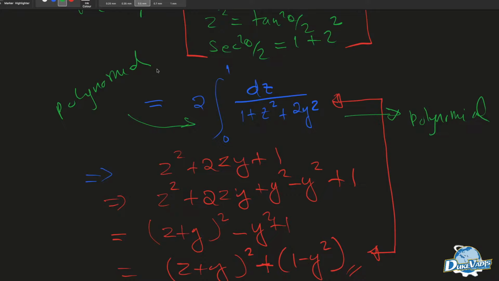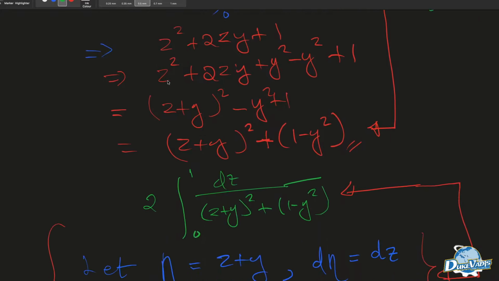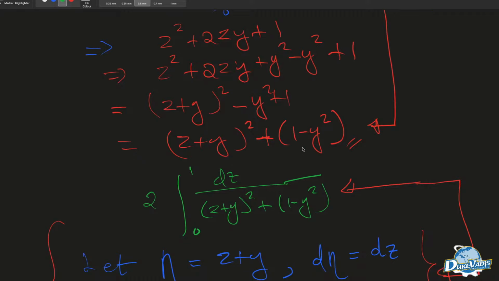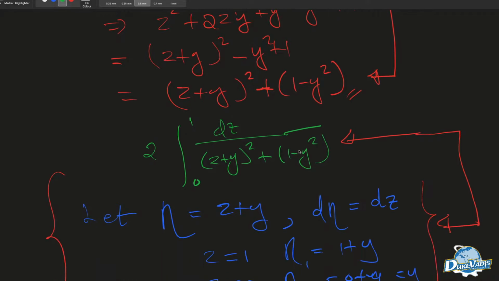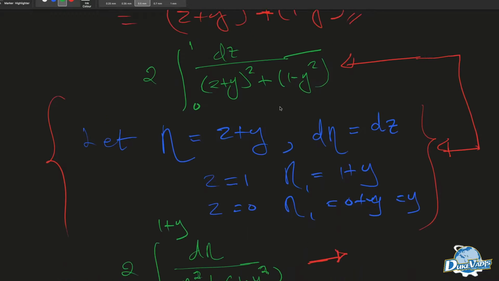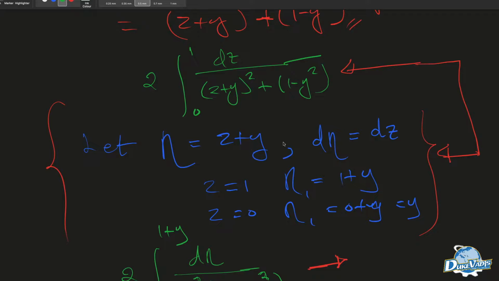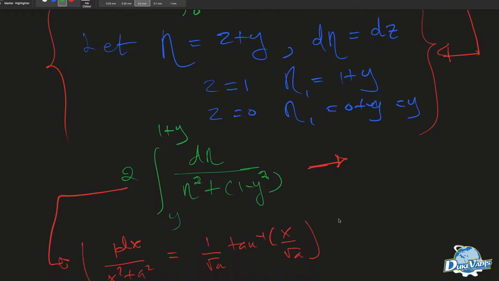So we simplify the polynomial to this, and we had z plus y squared plus 1 minus y squared. We substituted back into our denominator, and we have this. Then we say let z equals z plus y. Then we differentiate it, and then we change the limit to this, and our equation now became this. Now, looking at this integration, this is squared, and 1 minus y squared. Okay, so we see that if we assume this one to be a squared, and this one to be x squared, then we are going to get 1 over a tan inverse of x over a.